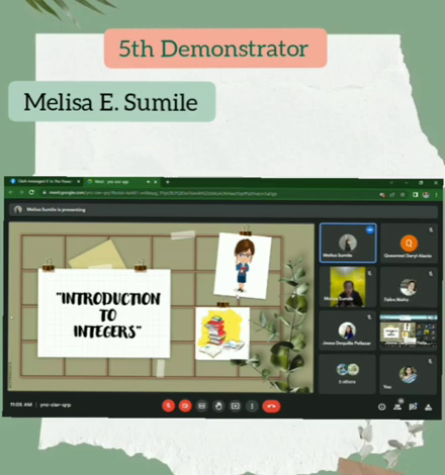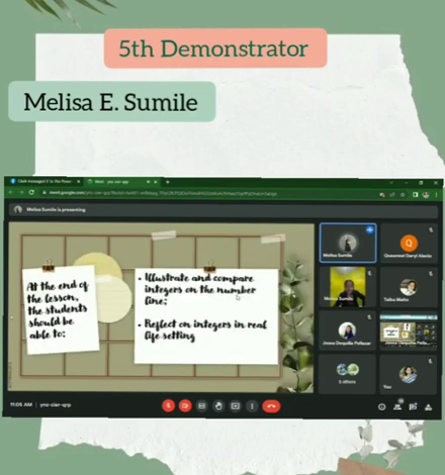Yes, ma'am. Well, before that, let me introduce to you first our lesson objectives. At the end of the lesson, the student should be able to illustrate and compare integers on the number line and reflect on integers in the real-life setting. I hope we will successfully meet those objectives. So, go back to the question, class. Can you relate or connect something from the given video clip to our lesson today?